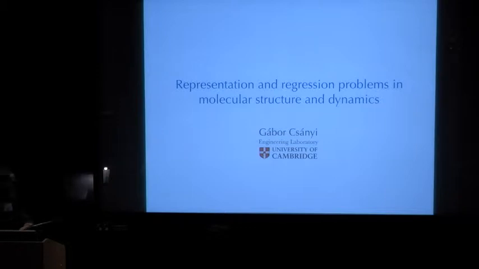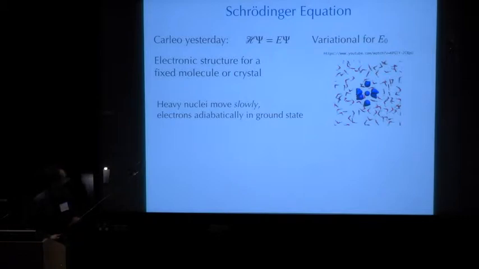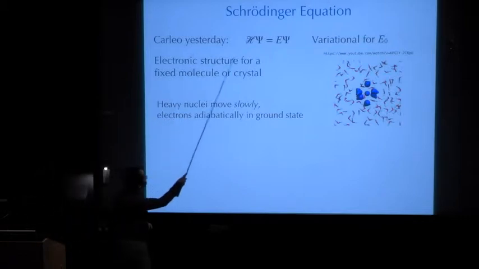I'll spend the next 25 minutes giving you a glimpse of materials modeling and how we have used machine learning in materials modeling over the past 10 years, and then again try and conclude with some open problems, what we're thinking about now. So let me start off where Giuseppe Carleo ended yesterday, which is he introduced the Schrödinger equation.